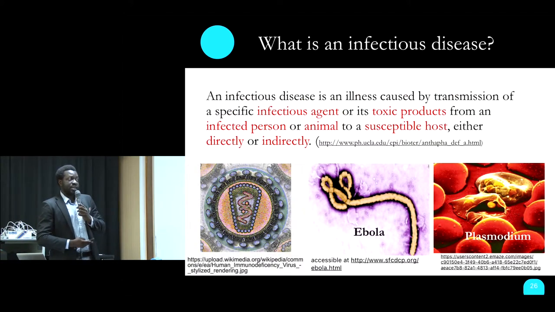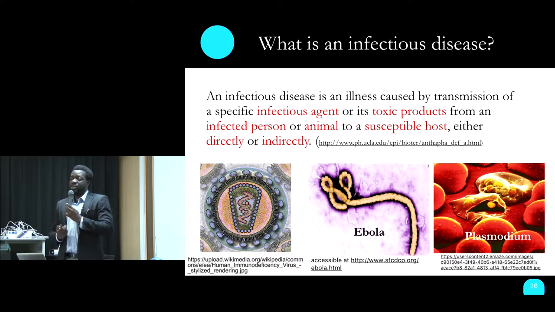What is an infectious disease? It's an illness, a disease caused by the transmission of a specific infectious agent or its toxic product from an infected person or animal, because some of the infectious diseases come from animals. It's not necessarily a human being. And it's transmitted to a susceptible host. And the transmission can be either direct or indirect transmission.